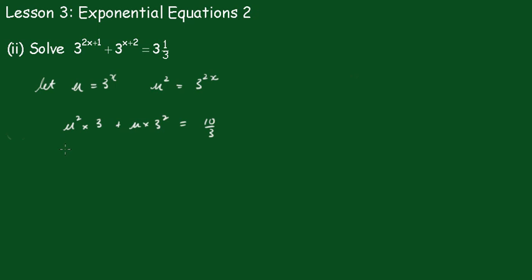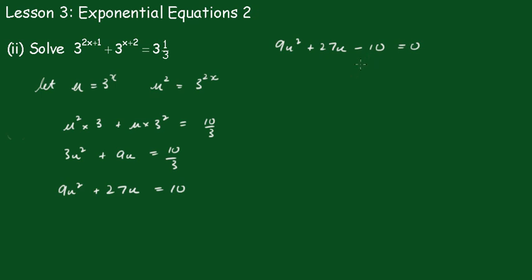Now this becomes 3u squared plus 9u equals 10 over 3. Multiplying throughout by 3, we get 9u squared plus 27u equals 10. And that gives the quadratic 9u squared plus 27u minus 10 equals 0. Now what I'll do here, I'll use the quadratic formula. You could try and factorize, but it's a fairly large one to do. It's all the factors of 10 and 9 here.